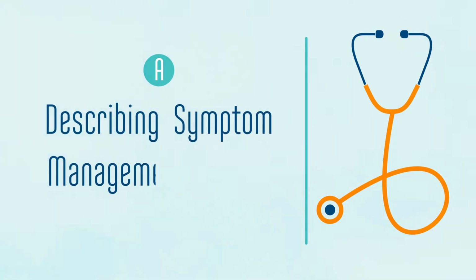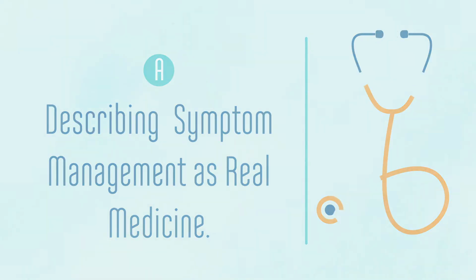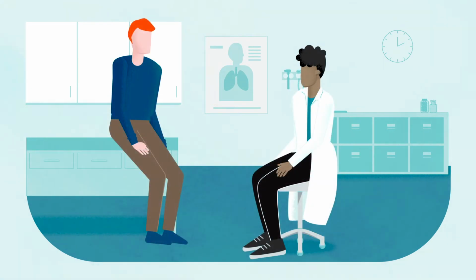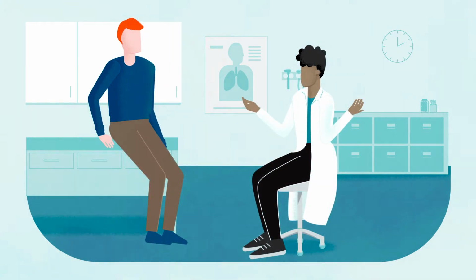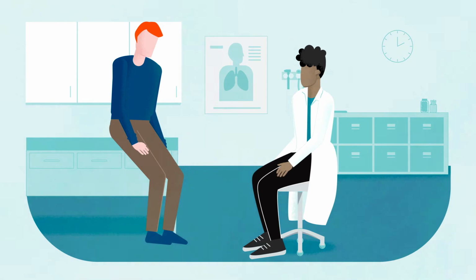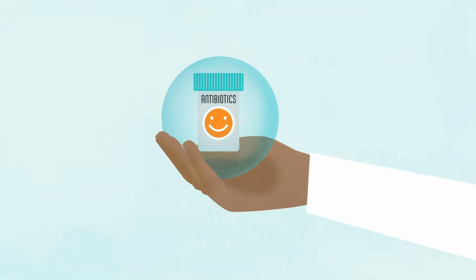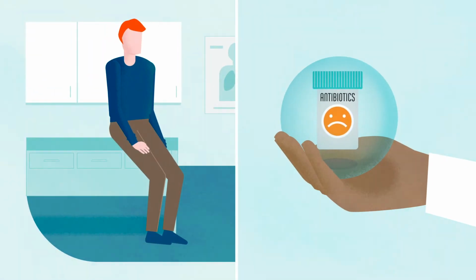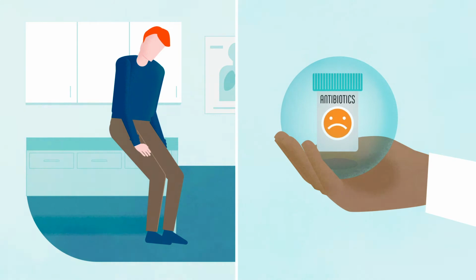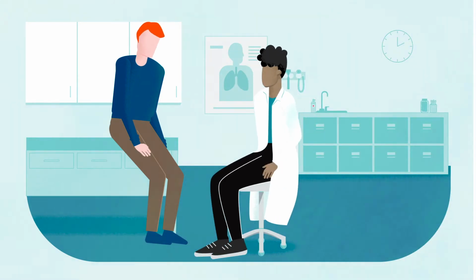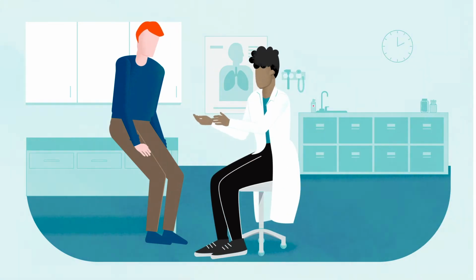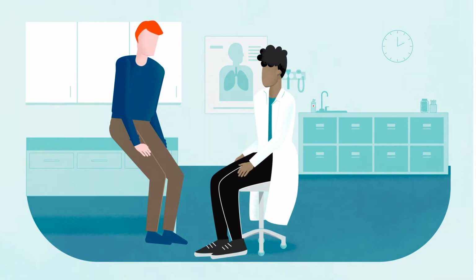A. Describing symptom management as real medicine. Providers sometimes make symptom management sound like a second-best option compared to antibiotics. For example, "It would be great if we could treat this with antibiotics, but we're stuck with over-the-counter options." Don't undercut your own recommended treatment. Instead, convey that symptom management is the most appropriate and useful way of treating viral illness.